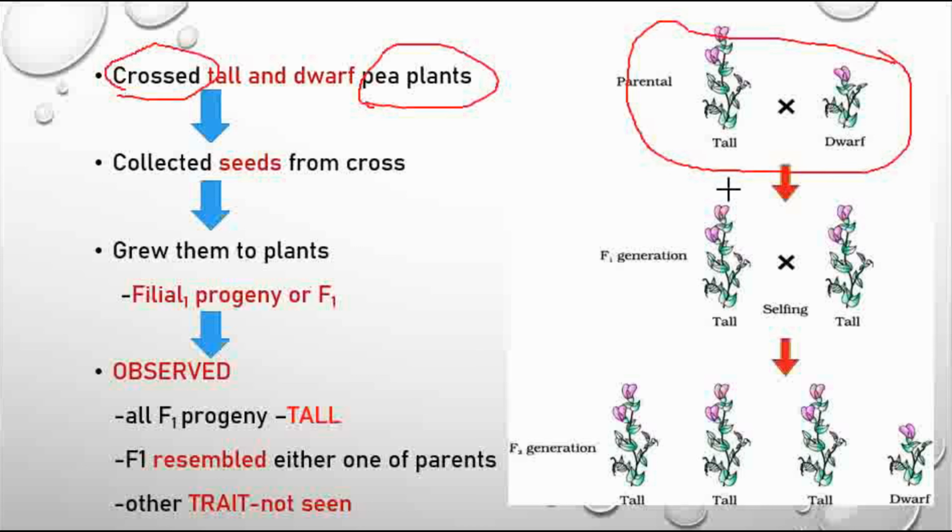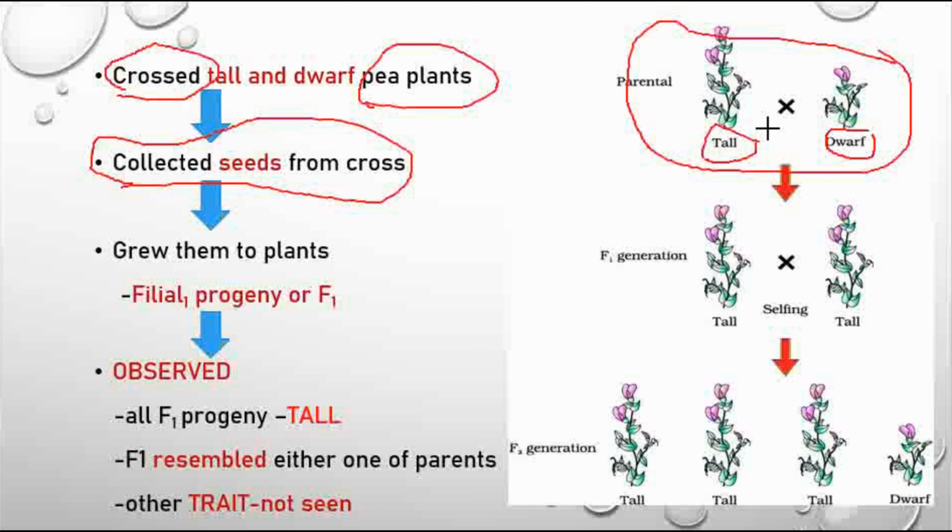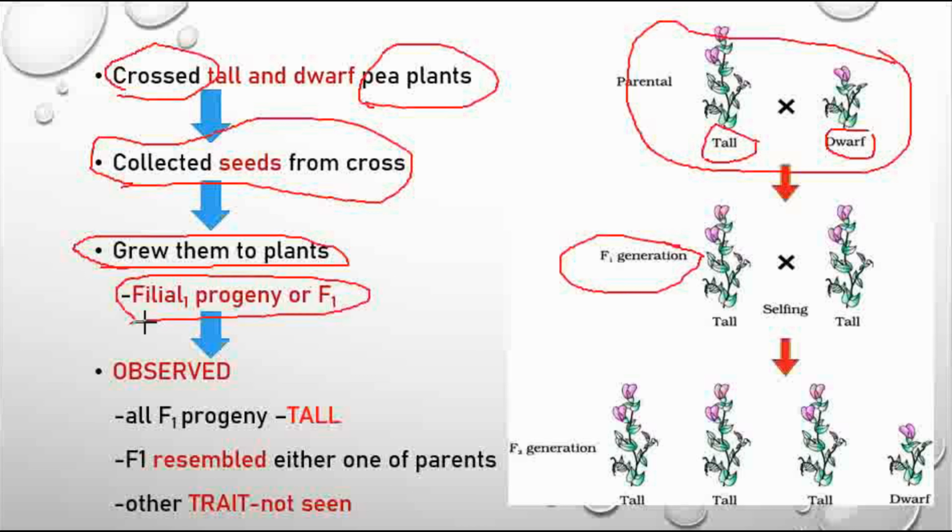So the parental plants were tall and dwarf. What are the characters? Tall and the dwarf plant he crossed. And then what he did, he collected the seeds from the cross. So after crossing the plants he collected the seeds, and from the seeds he grew plants. The plants that come from them we call the F1 generation, filial one progeny or F1 progeny.